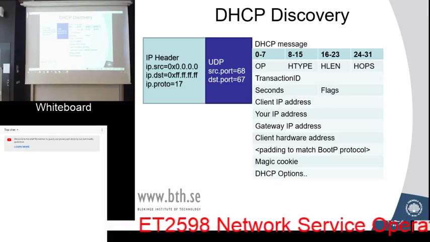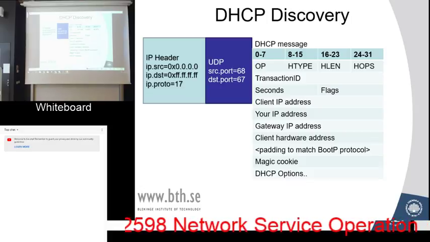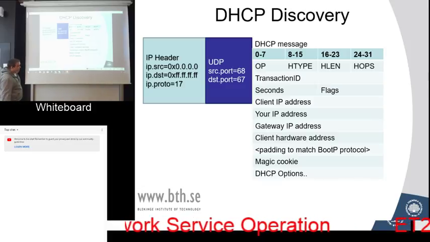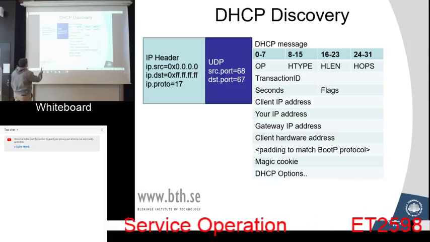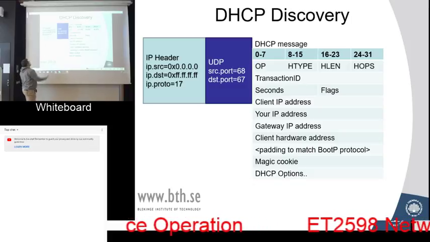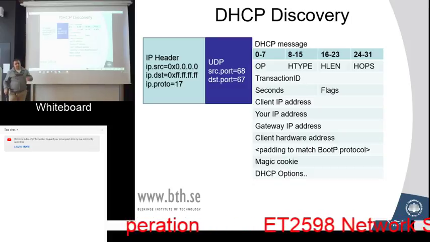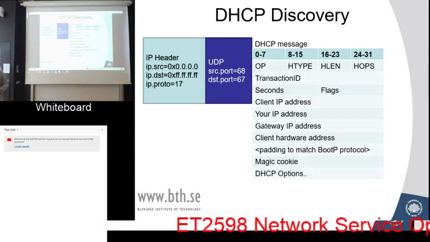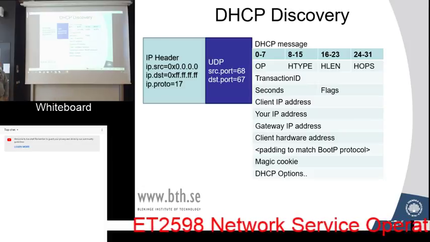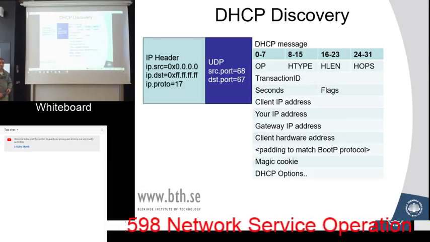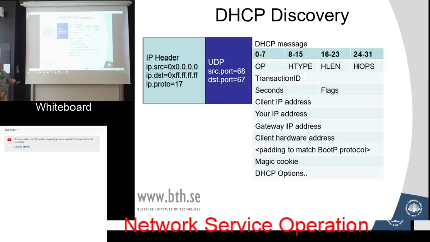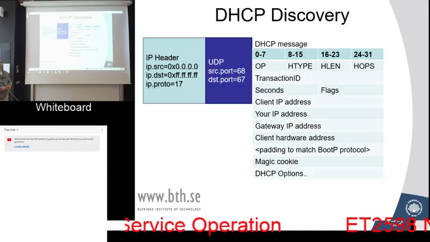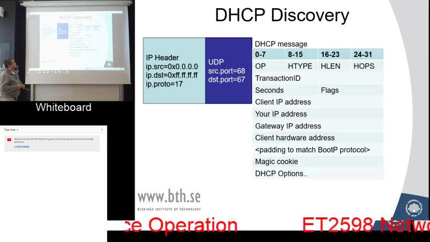Oh, so I had it right. Both 67 and 68 are used. So this is how the message looks. The IP header has source quad 0. The destination is quad F, 255.255.255.255. The protocol is 17, because that's the number of UDP in IP language. The UDP has source 68 and destination 67.